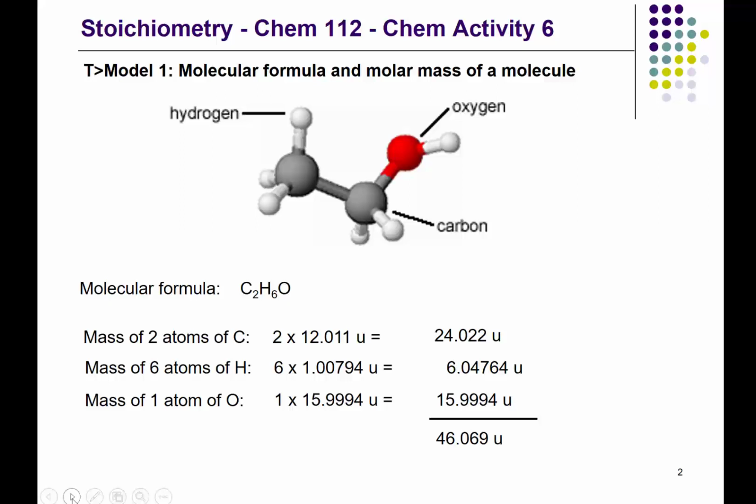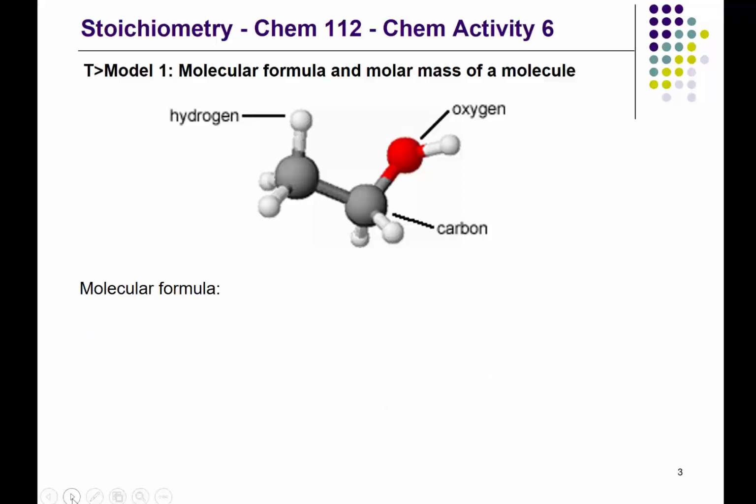But often, of course, we don't deal with single molecules. We like to work with moles of molecules. It's a very easy transition to convert all of this to moles, because instead of looking at the mass of 2 atoms of carbon, we'll look at the mass of 2 moles of atoms of carbon. And so that's shown in the next part of this calculation.